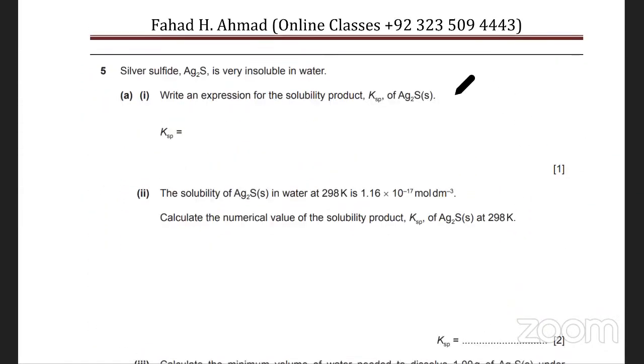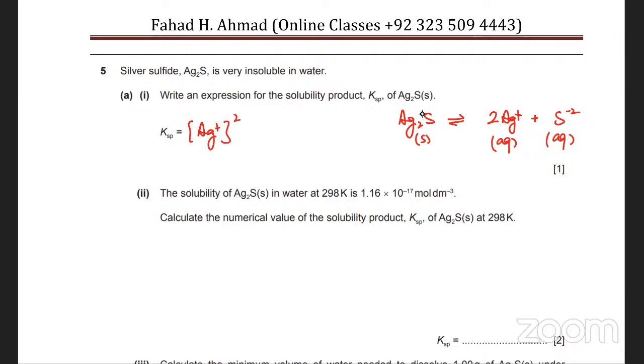अच्छा, फिर से he's asking you to figure out the solubility expression. So he gave you Ag2S solid. It's going to dissolve. It's going to produce 2 Ag plus 1 ions aqueous, and it's going to produce 1 S minus 2 ions aqueous. So इसका expression क्या होगा? That's going to be Ag plus 1 squared, और S minus 2 वो अकेला ही होगा. Power 1, right?